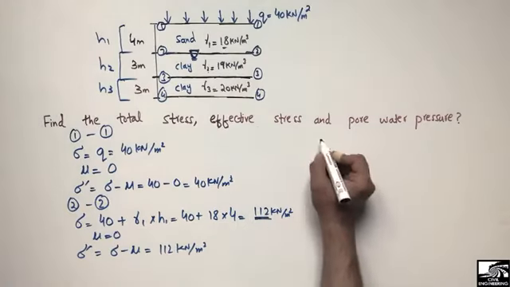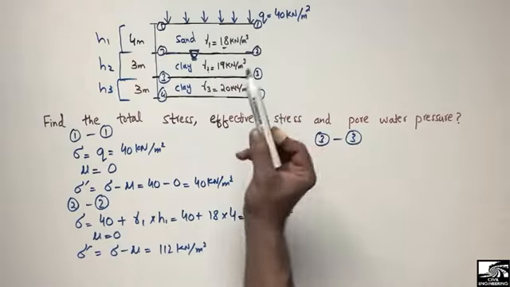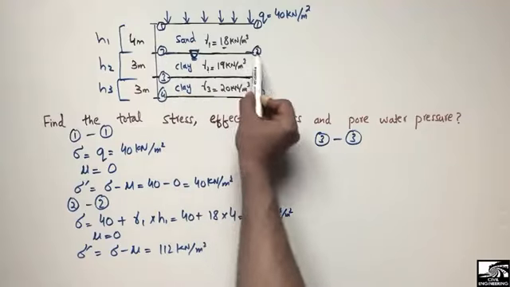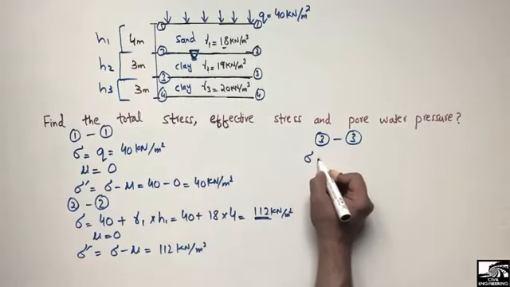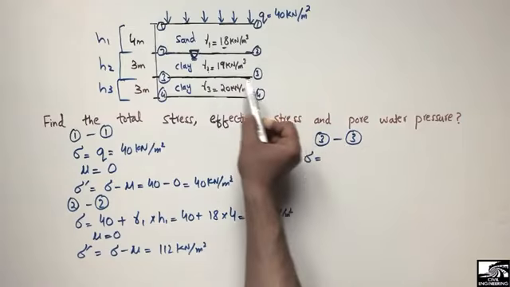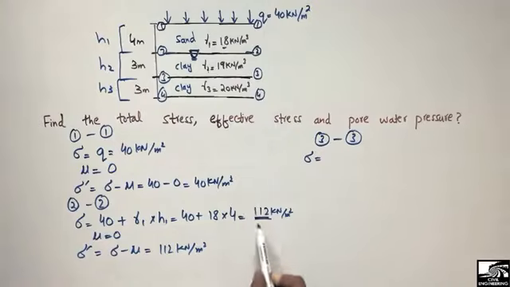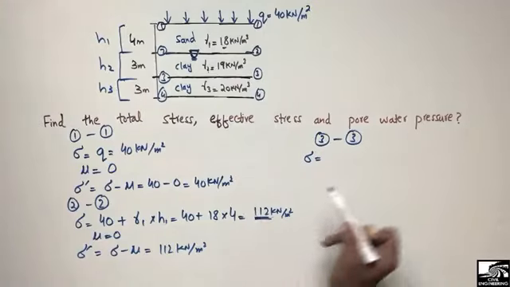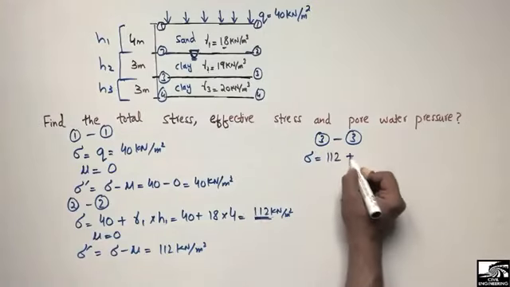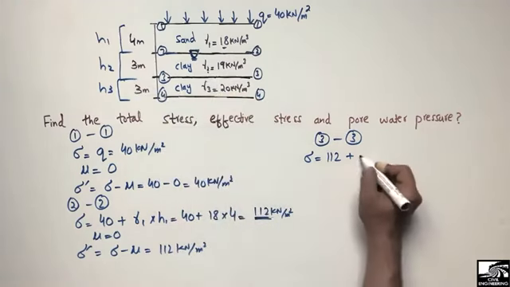Now to calculate the stress at point 3-3. We already calculated the stress at point 2-2. So the total stress at point 3-3 will be equal to the stress at point 2-2 added to the stress of the layer above point 3-3. At point 2-2 we know that the total stress is 112, adding the remaining stress, which is gamma 2 multiplied with H2.